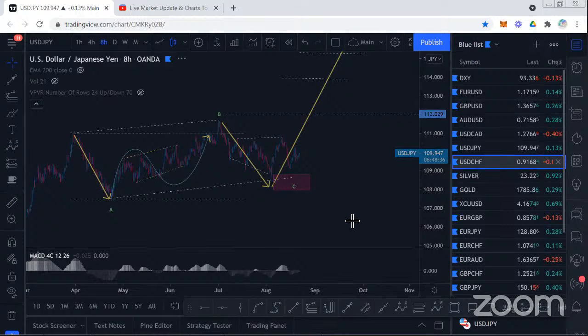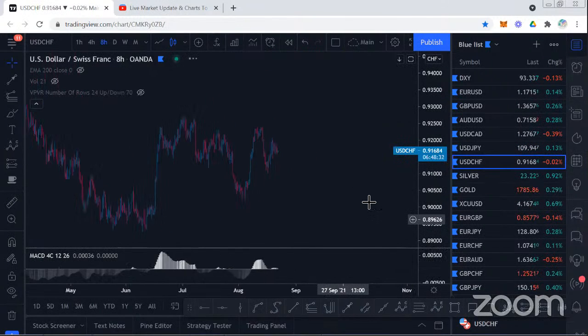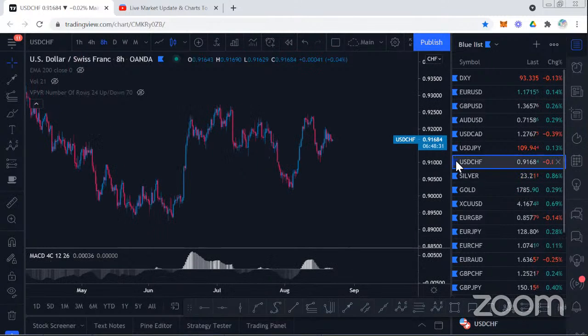And then US dollar Swiss just remains a mess. So again, just sitting on the sidelines for that. Actually going to take this off the watch list for now.